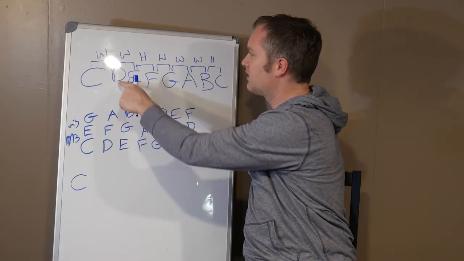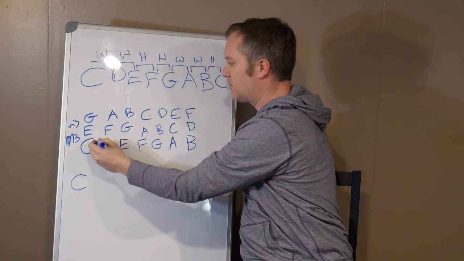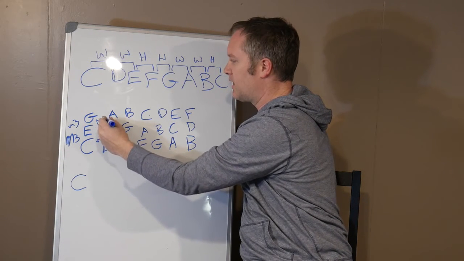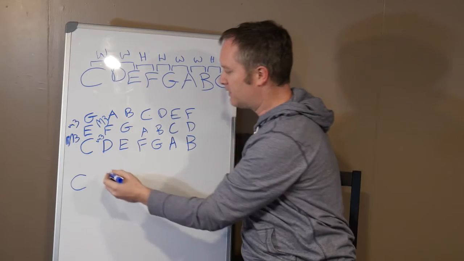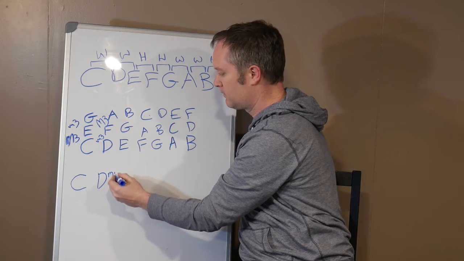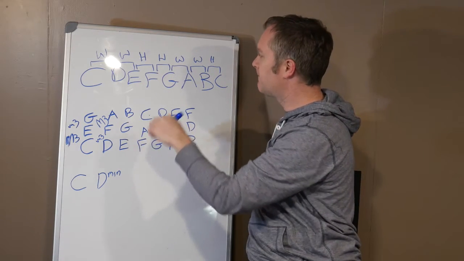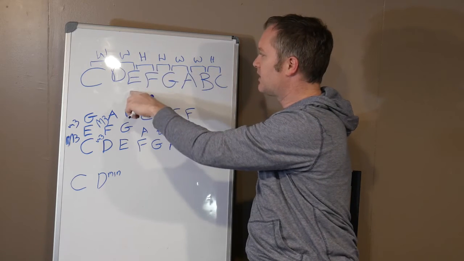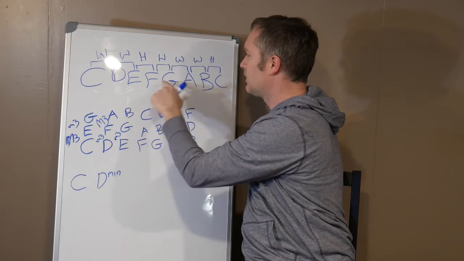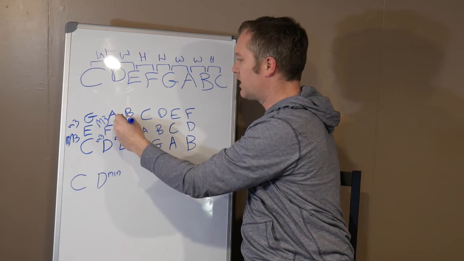D, F, and A is a whole step and a half step between D and F. So it's a minor third at the bottom and a major third at the top. And that makes D a minor chord. E is E, G, B. We have a half step and a whole step. That makes it minor at the bottom. And then G to B is 2 whole steps, major at the top.